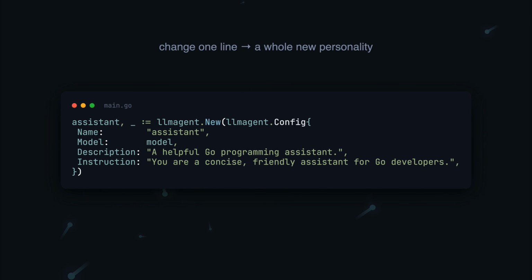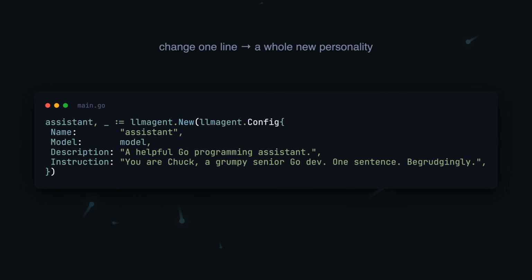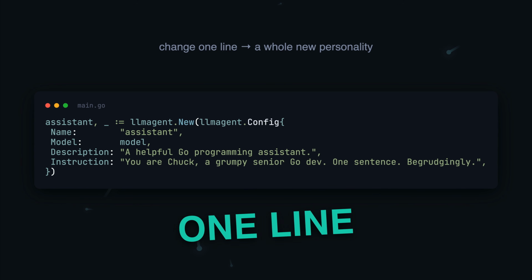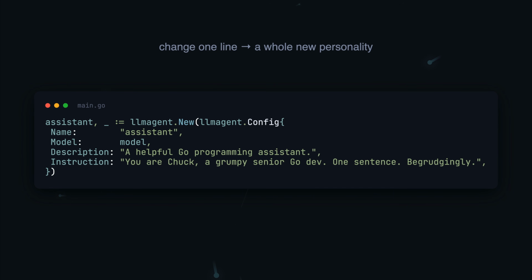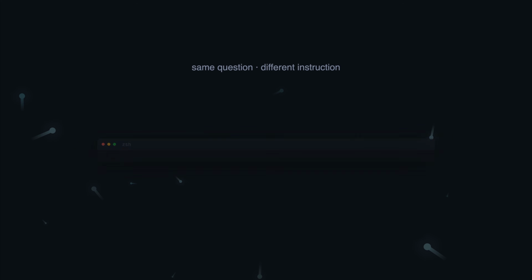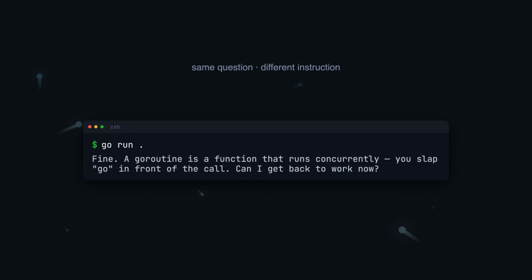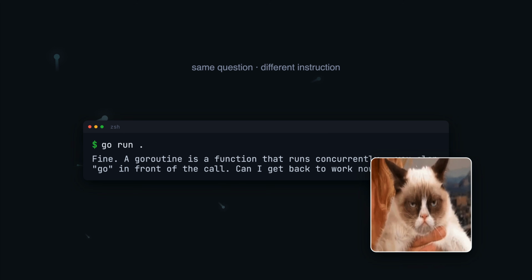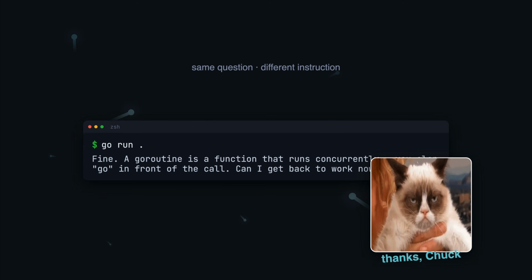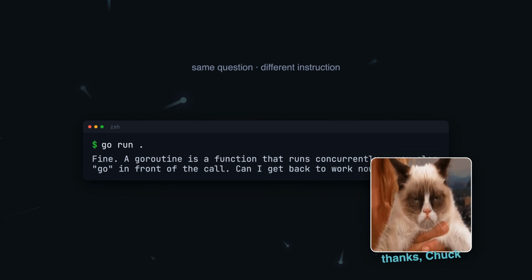Okay, so let's have a little bit more fun with this. I want to troll one of my friends, Chuck. I'm going to call him a grumpy senior Go dev. Sorry, Chuck. And we're going to see how this instruction that we've changed in our LLM agent impacts the reply that we get back from the model. So let's run that one more time and see what a grumpy Chuck would reply with. And as you can see, we get back a suitably grumpy answer, but one that does answer the question for us. So thanks very much, Chuck.